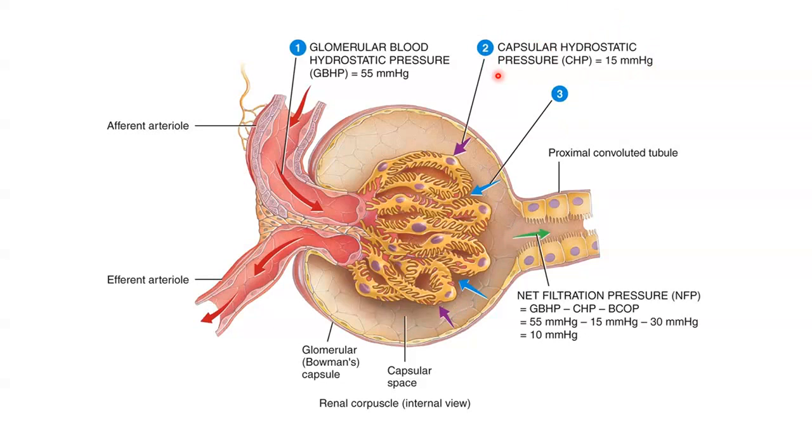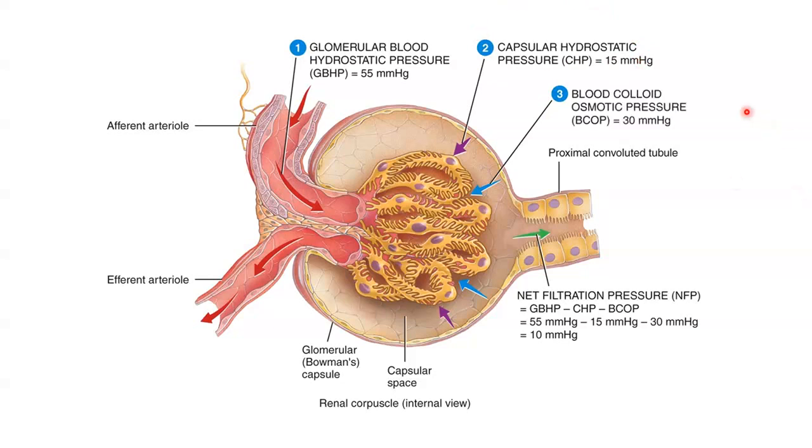This is the pressure exerted against the filtration membrane by fluid already in that capsular space and the renal tubule. This capsular hydrostatic pressure opposes filtration and represents a back pressure or an opposing pressure of 15 millimeters of mercury. So if you think we've got our blood coming through here and filtering substances through that filtration membrane, we're already going to have some filtrate here in the Bowman's capsule and our renal tubules. The pressure that filtrate already in the capsule opposes back against our glomerulus is our capsular hydrostatic pressure.